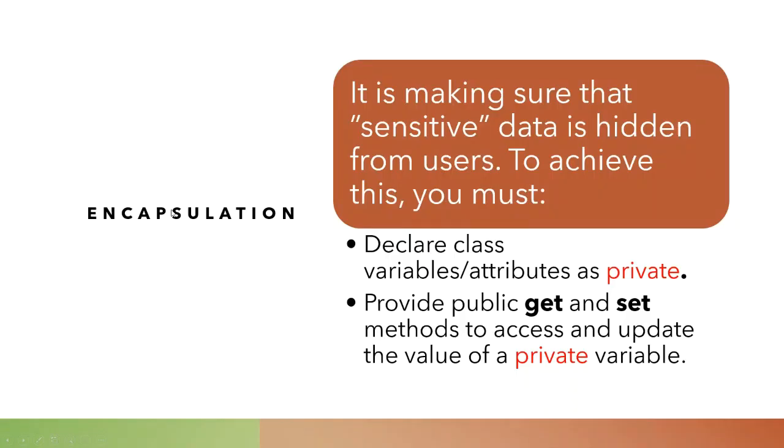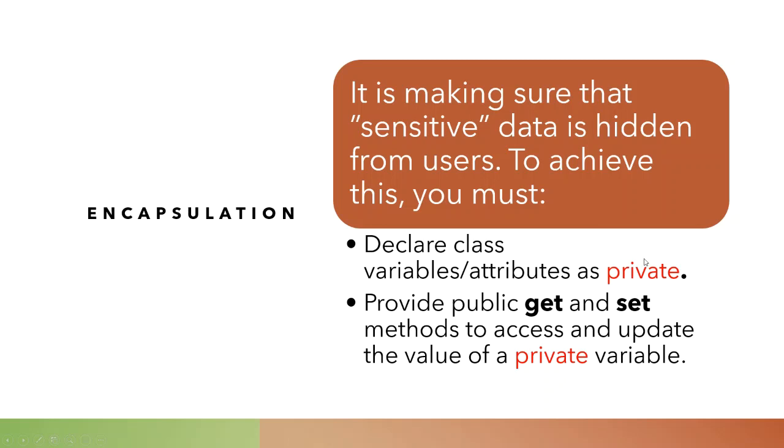Basically, encapsulation is making sure that sensitive data is hidden from the users. To achieve this, you must declare class variables or attributes as private. Meaning to say, all the variables in encapsulation will be declared as private, and we need to provide public get and set methods to access and update the value of a private variable.